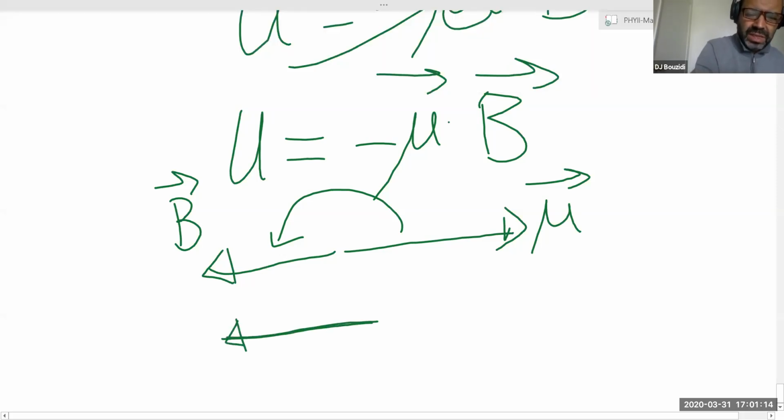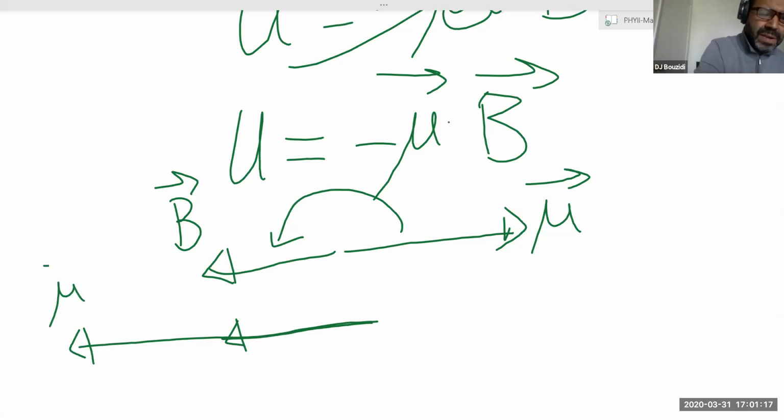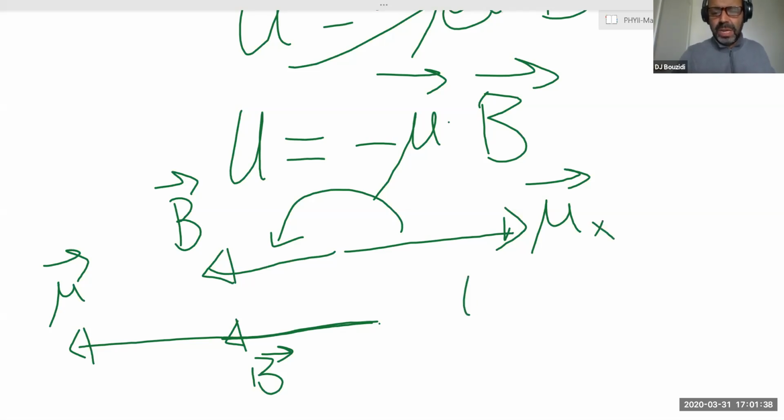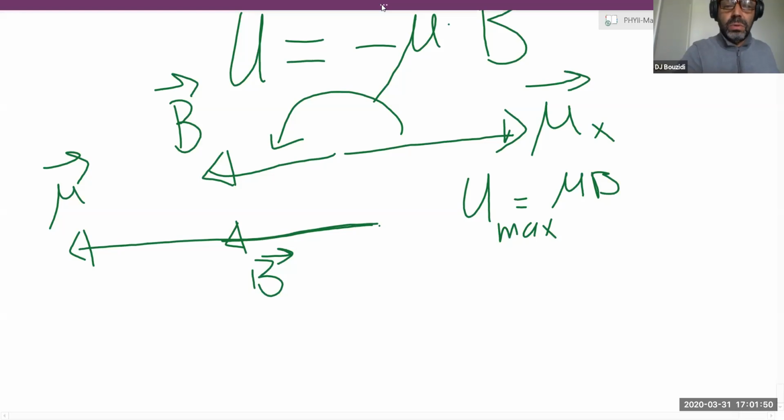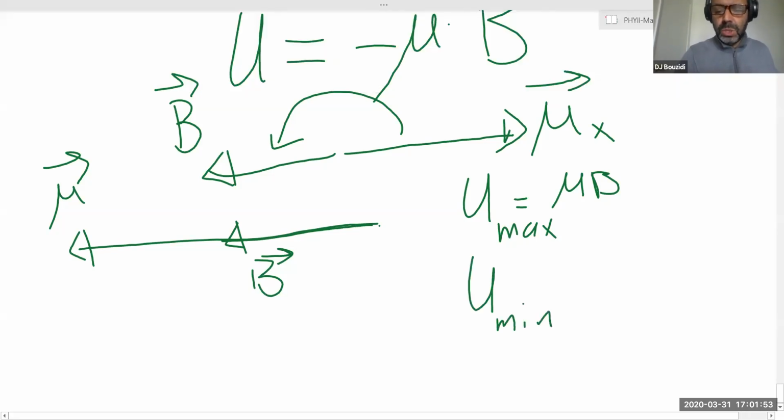So this is B and this is mu. In this case, it doesn't have to be this way, but I took mu to be bigger than B. It doesn't matter. So this is stable. The energy is the lowest possible energy that you can have when both of them are parallel. When they are not parallel, they want to be parallel, they want to lower the energy. This is the maximum energy, and the maximum energy happens when both of them are anti-parallel, and it's equal to mu B in magnitude. The minimum energy is equal to, this is the happy place they need to be, minus mu times B.